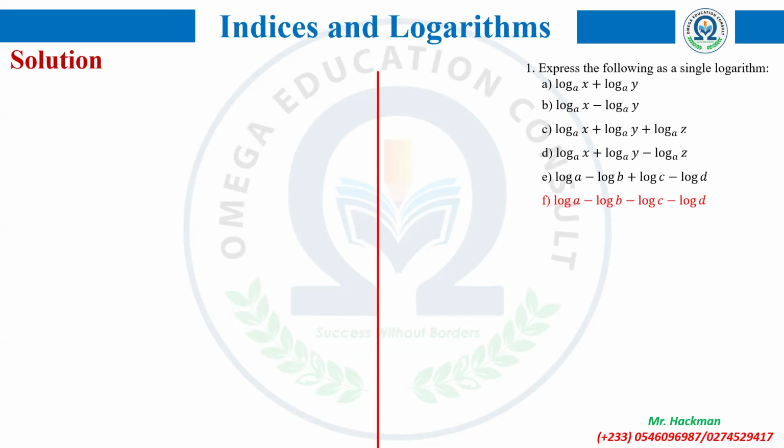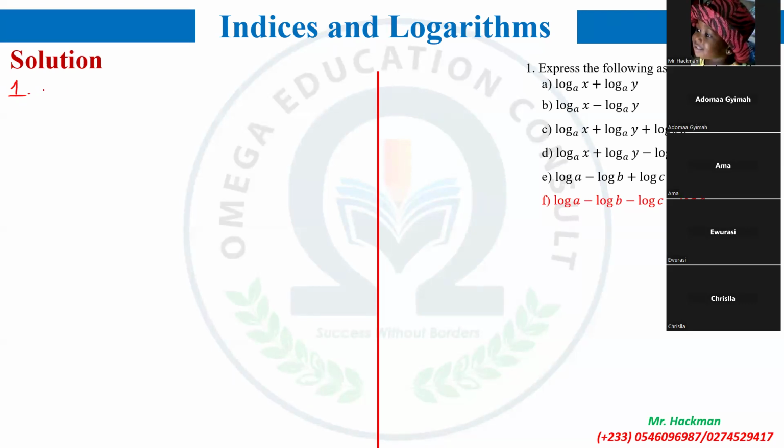Let's look at the first one. Solution, question one. That's what you write first: solution. Then the major question number, we have one, then the minor. We are supposed to express this as a single log, so you underline the word single. If your answer is not a single log, you can't end there. If you end there, you won't get the full marks, or even the marks.